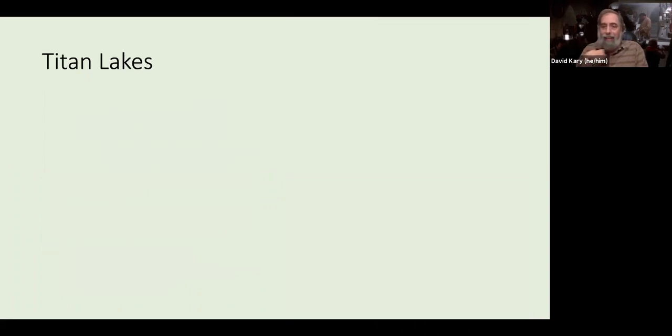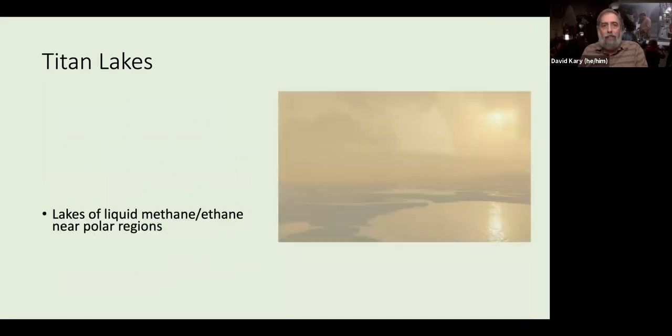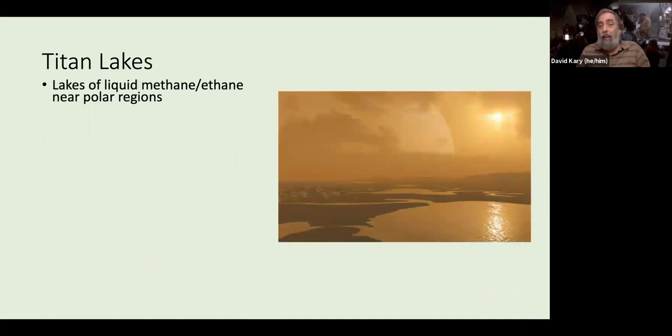Okay, and then there's the Titan lakes, because in addition to water somewhere deep under the crust, Titan also has the only other lakes in the solar system. The only problem is they're not water. They're liquid methane and ethane, and they're mostly near the poles of the planet.